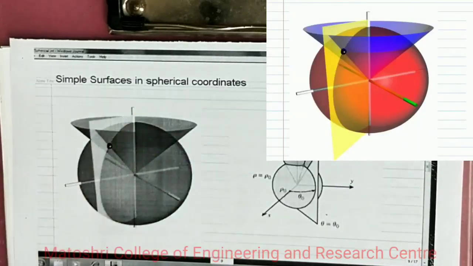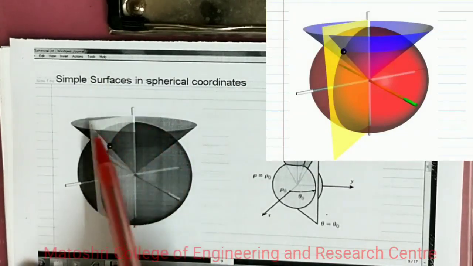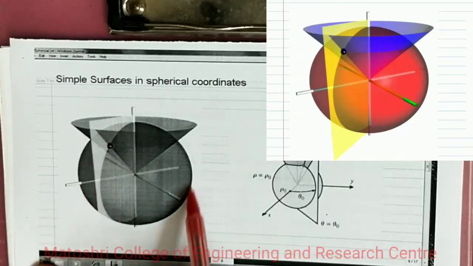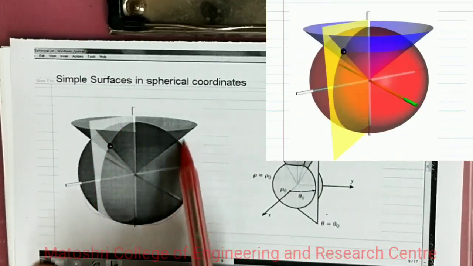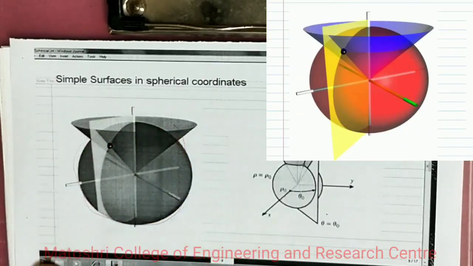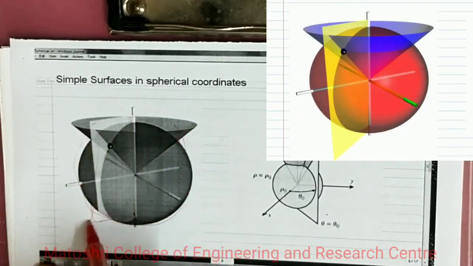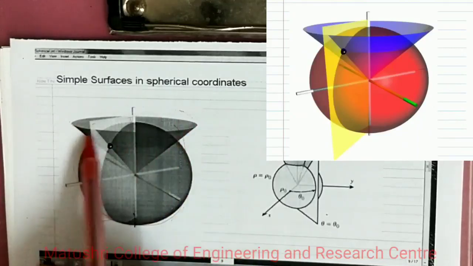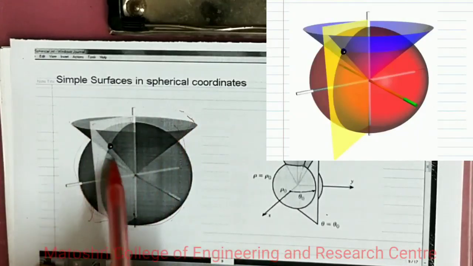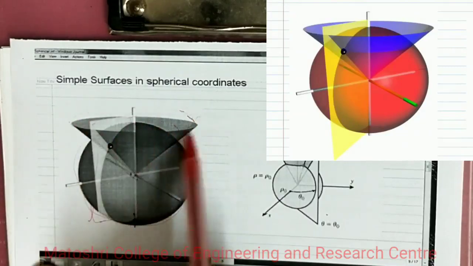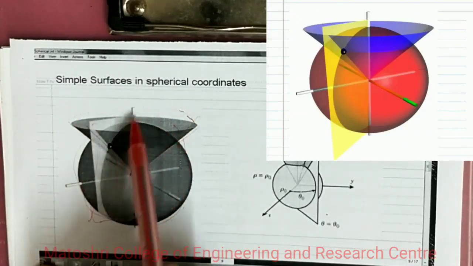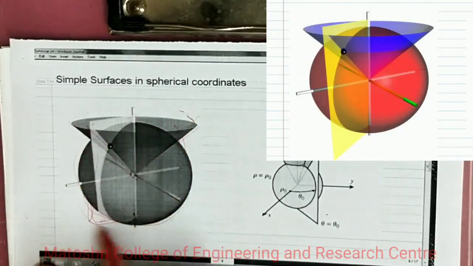One is the sphere. In the spherical coordinate system, a point is located by the intersection of three surfaces. First is the sphere, second is a phi equal to constant half plane, and the third is the cone with respect to the origin. This cone, this particular half plane, and the sphere.